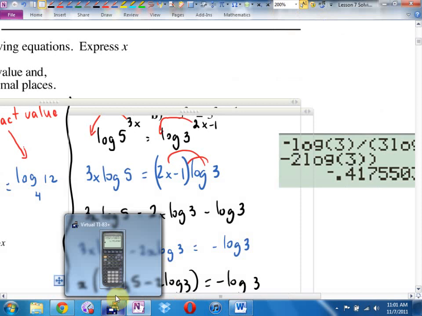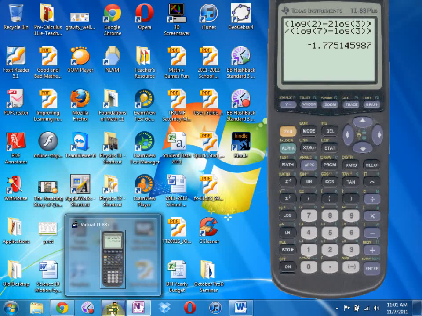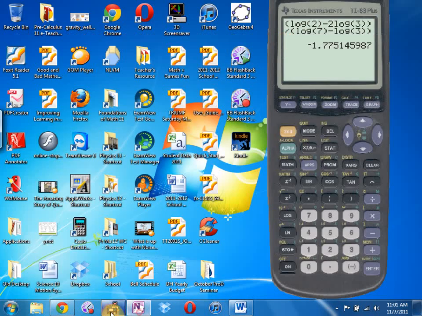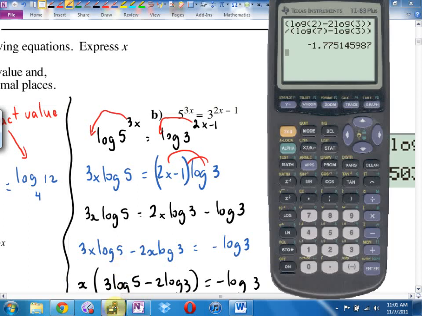Press Y equals and clear any equations you have here. This says 5 to the 3x equals 3 to the 2x minus 1. I'm going to graph the left side. I'm going to graph the right side. I'm going to graph the left side as y1: 5 to the power of bracket 3x. I have to use brackets for my exponents so it knows all of that is in the exponent. And 3 to the power of bracket 2x minus 1, close bracket.